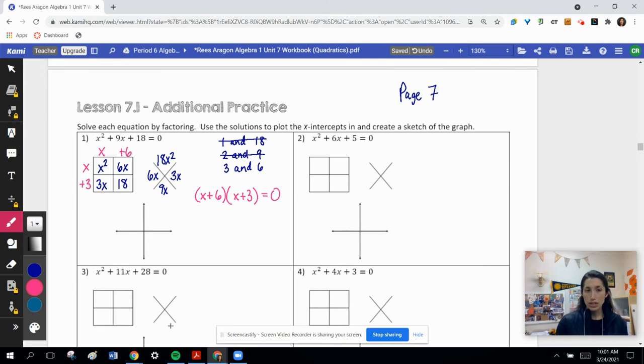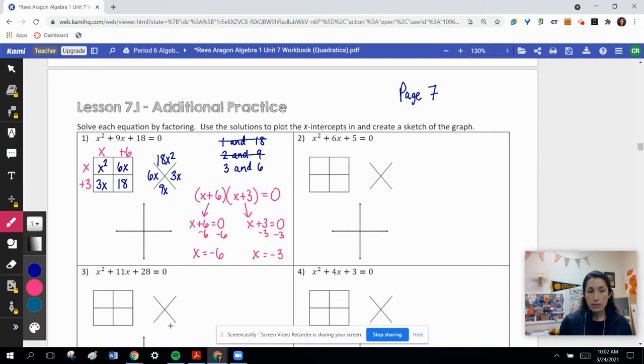Now what we're doing in addition to that is we're solving. So that means I need to take each of these and set them equal to 0 with two equations. x plus 6 equals 0. We'll solve that. We can subtract 6 on both sides. One of our solutions to this is x equals negative 6. Or I can take x plus 3, set that equal to 0, subtract 3 on both sides, and my other solution would be x equals negative 3.